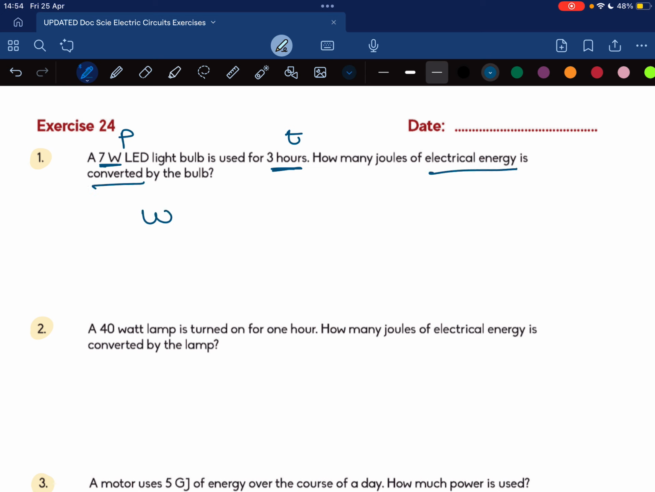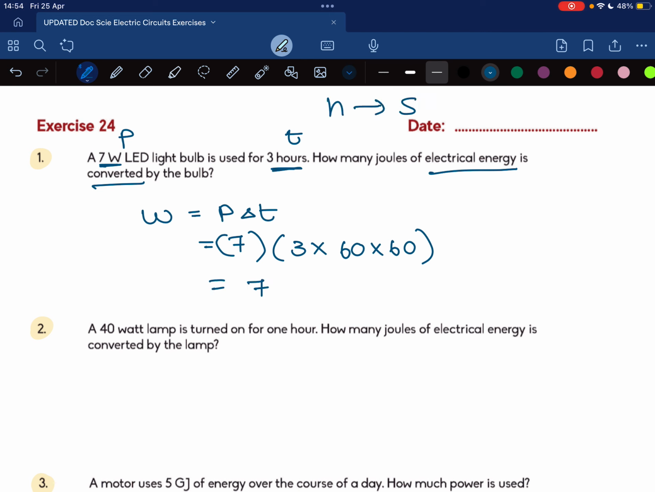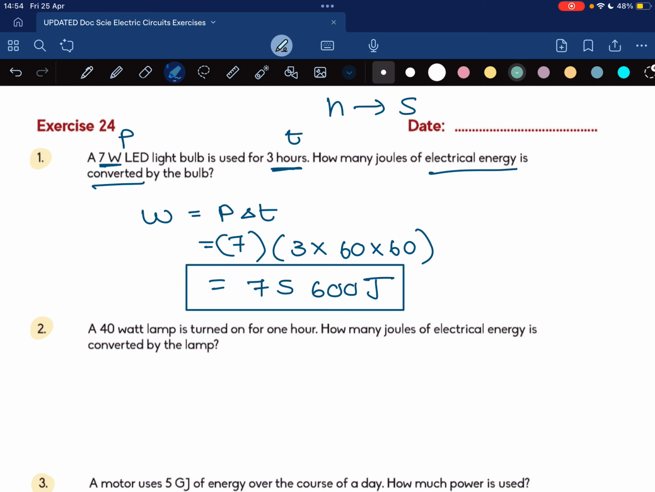So that's work, which is equal to P delta T. Now the power is 7, but the time is 3 multiplied by 60, multiplied by 60 again, because you have to convert from hours to seconds. So the answer is 75,600 joules. Okay, make sure that you convert. That's the most important thing here.